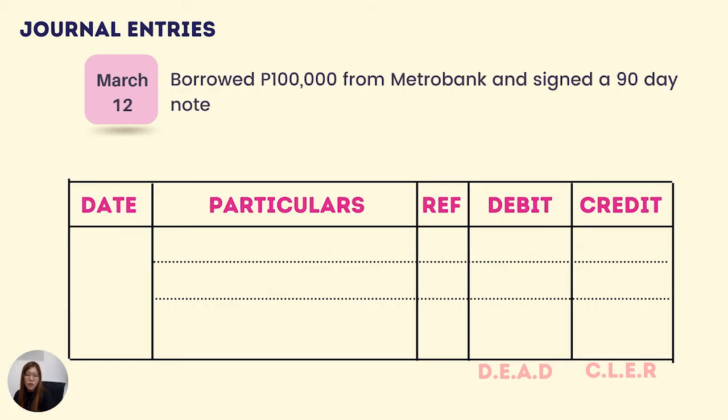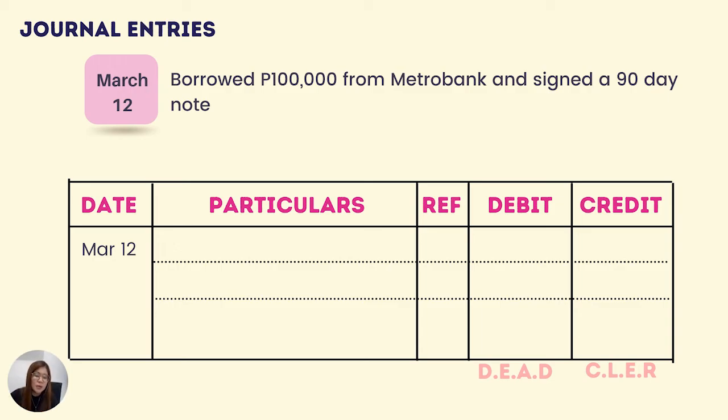Okay? So next, on March 12, borrowed 100,000 from Metrobank and signed a 90-day note. Okay? So, dahil siguro nagkulang na tayo ng cash, kaya nangutang daw tayo kay Metrobank amounting to 100,000 pesos through a promissory note. So, first, let's put the date and let's figure out what are the affected accounts.